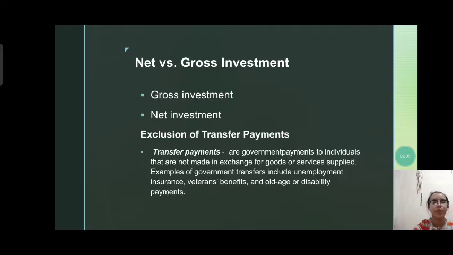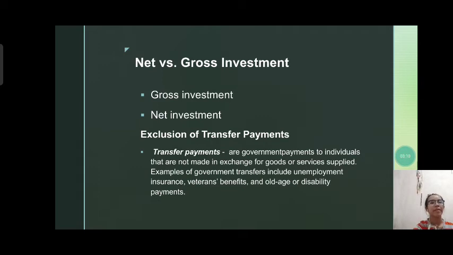Net versus gross investment. Gross investment is the total amount the economy spends on new capital, while net investment is the total amount of money that a company spends on capital assets minus the cost of depreciation of those assets.